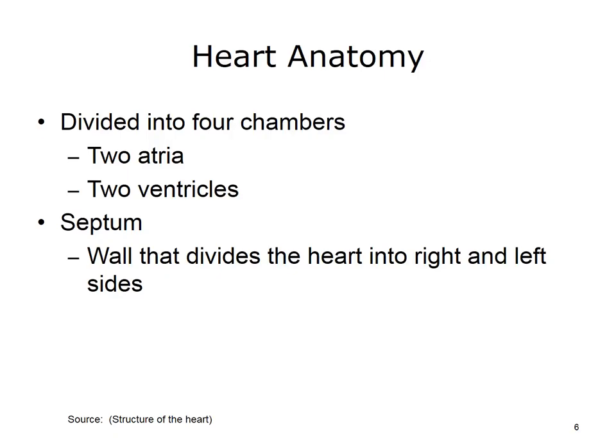The heart is divided into four chambers, two atria and two ventricles. The two atria are known as the left and right upper chambers. Blood returns to the atria in the heart through the venous systems.